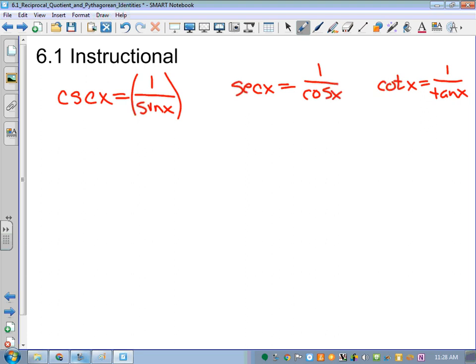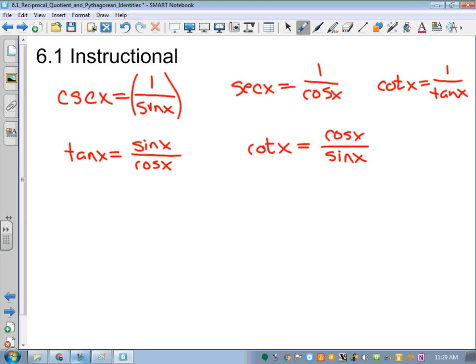Now, there are also what we call quotient identities, and we've dealt with this in chapter 5, that tan x is sine x over cos x, which means that cotangent x, which is the reciprocal of tan, is going to be cos x over sine x. One thing that's important to remember is that as soon as you have a variable in the denominator, you have to think about those non-permissible values, and that we talked about with tan x results in vertical asymptotes. Very similar, although at different values. Cotangent x would be in there as well.